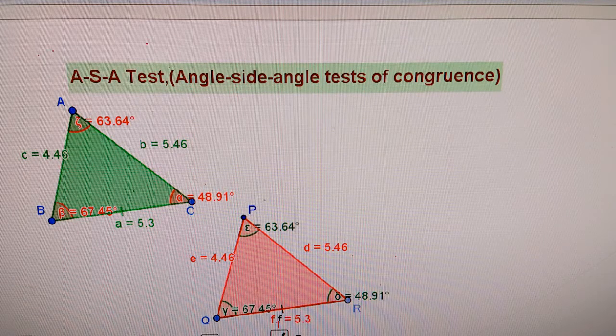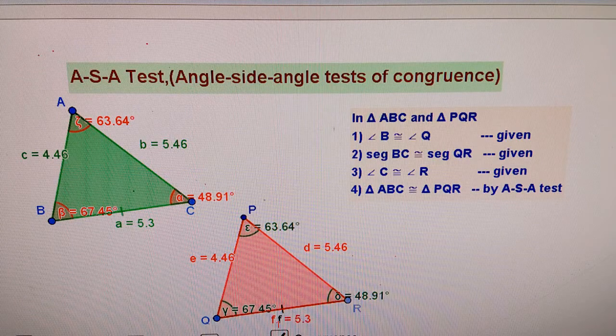Well student, now how do we write this proof here? First write triangle ABC and triangle PQR. You are given these three pieces of information: angle B is congruent to angle Q, therefore write there, reason: given. Segment BC is congruent to segment QR. The reason is also given, and angle C is congruent to angle R.